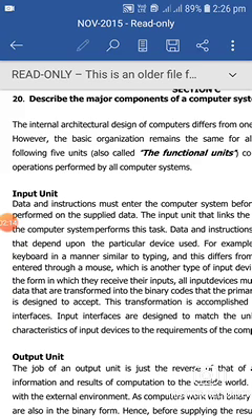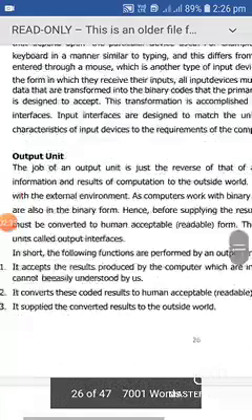The output unit performs three basic works. The first one is it accepts the results produced by the computer. The second one is it converts these coded results to a human acceptable form. And the third work is it supplies the converted result to the outside world. So these are all the works done by the output unit.